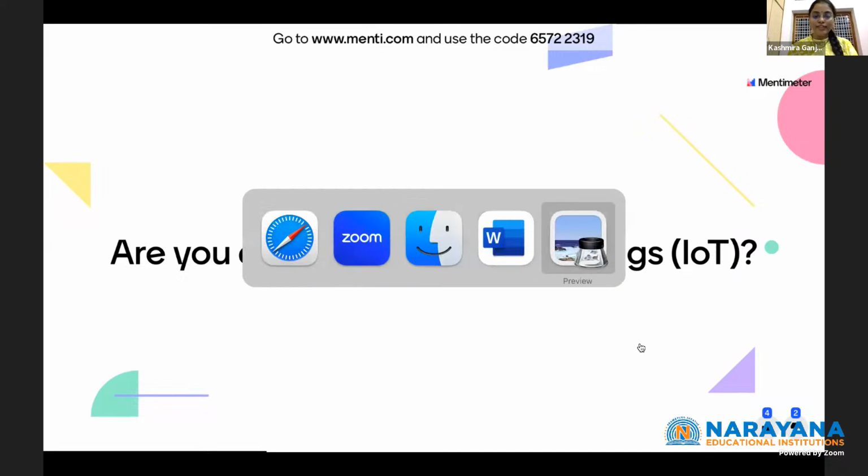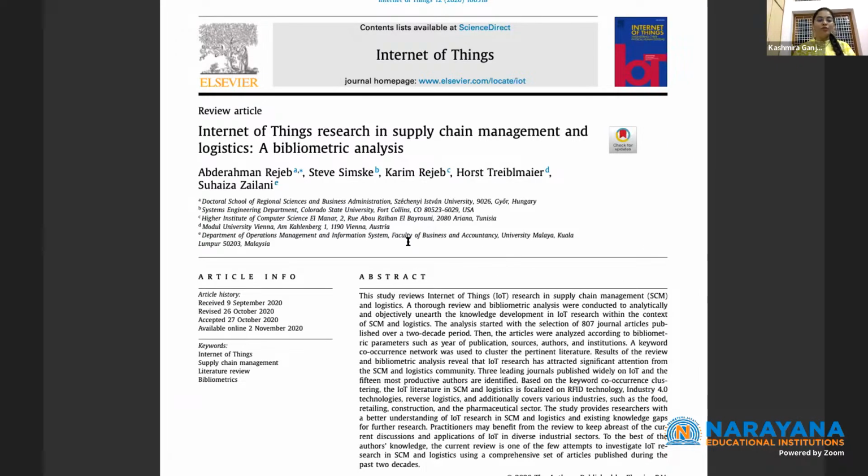Now I want to discuss how to read a research paper. This is one of the research papers on Internet of Things. It is published in the journal Internet of Things, and the title of the journal article is Internet of Things Research in Supply Chain Management and Logistics, a Bibliometric Analysis. This is written by the following authors, and these are their affiliations. They are from different parts of the world: Hungary, USA, Tunisia, Austria, Malaysia. And this is the abstract of the article.